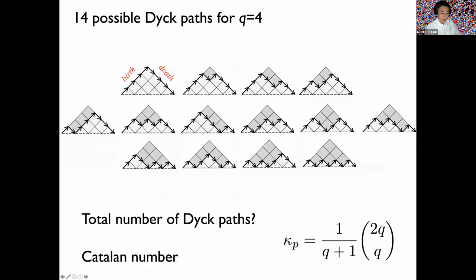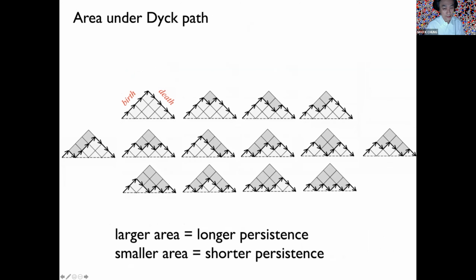So what would be the total number of Dyck paths? It's what they call the Catalan number. That's exactly given by there. If you go to Wikipedia, you can actually find about 10 different proofs for this. And then how do you quantify the Dyck path? So I thought about this. I thought we can do this by the area below the Dyck path.